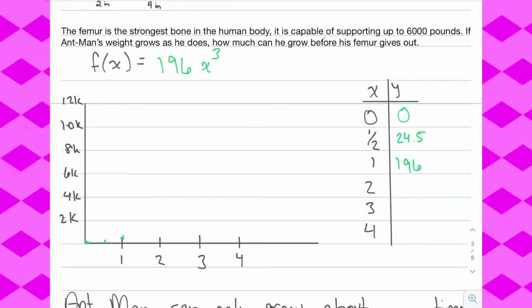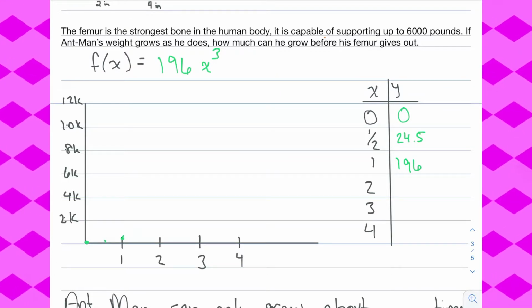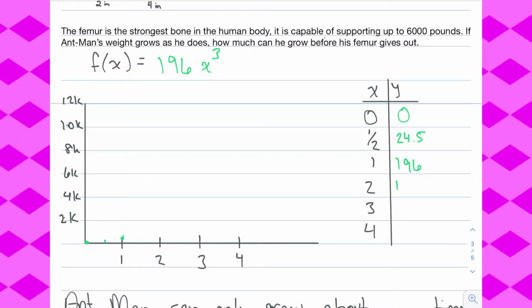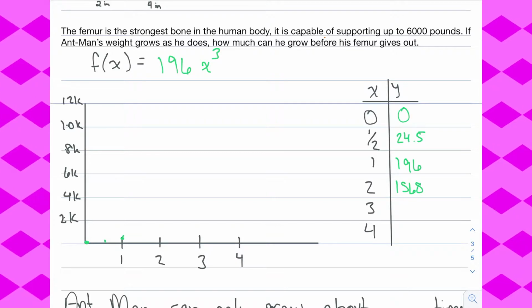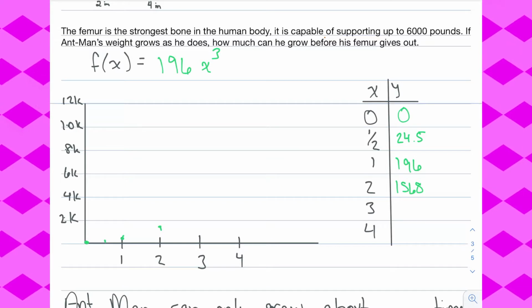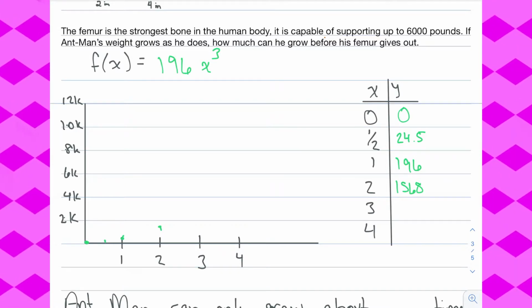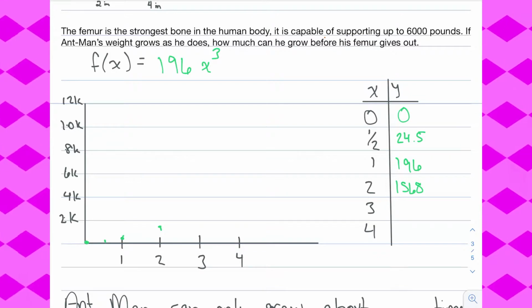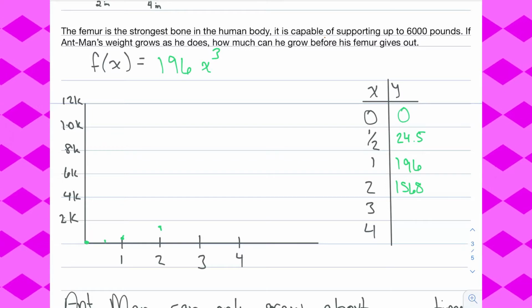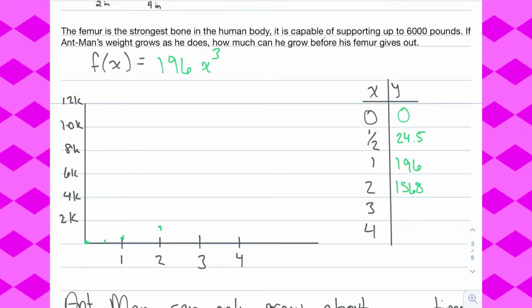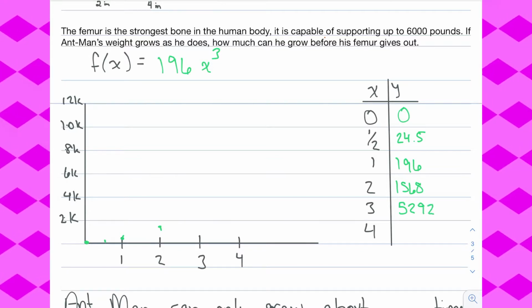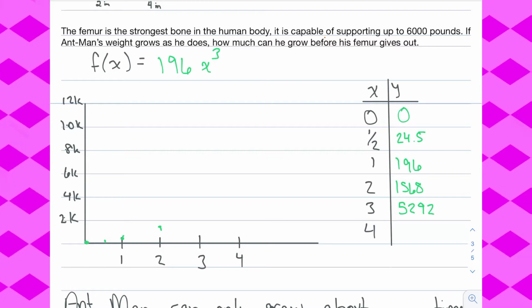If he makes himself twice the size in each dimension, twice as tall, twice as wide, twice as deep, he'll weigh 8 times as much. He'll weigh 1,568 pounds, roughly. If he makes himself 3 times the size, that means he's actually going to be 27 times the weight. 3 times 3 times 3. Which means he'll have a weight of around 5,292 pounds.